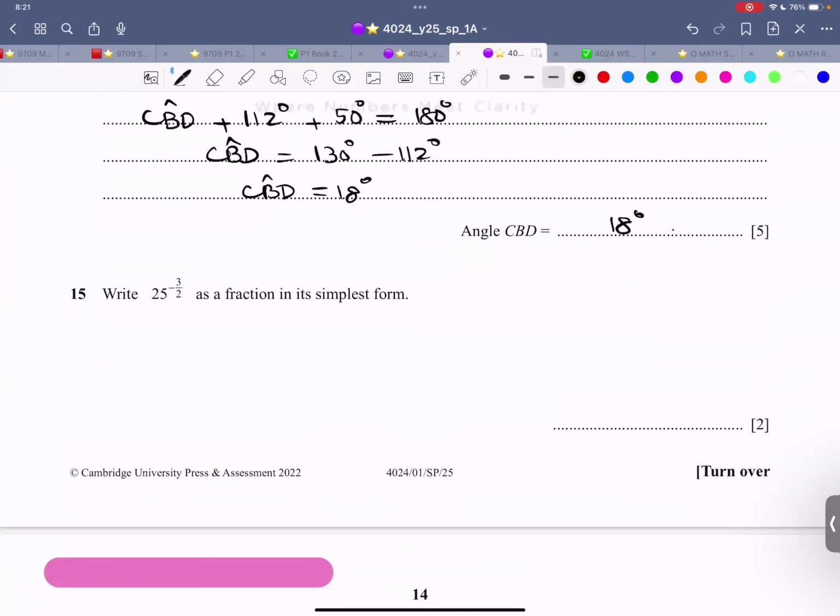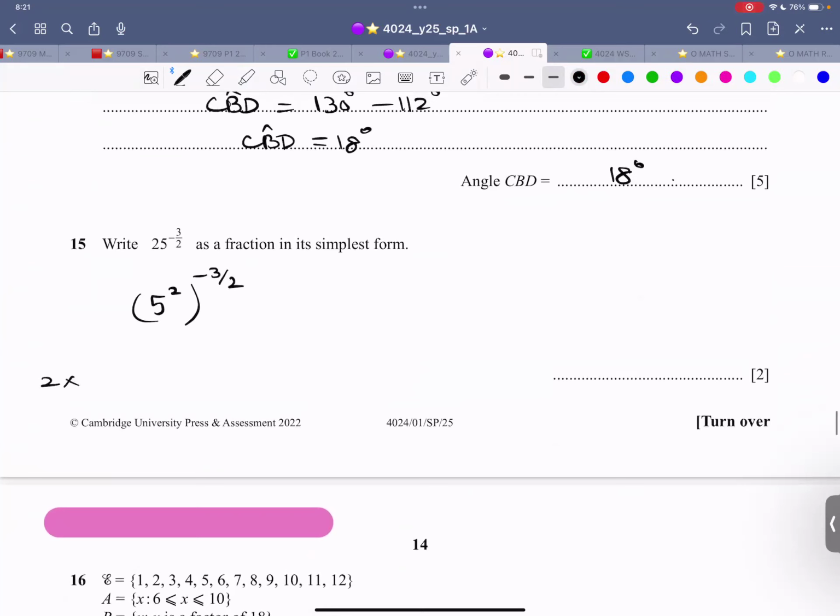25 raised to the power of negative 3 over 2. 25 can be written as 5 square raised to the power of negative 3 over 2. Multiply it out, 2 into negative 3 over 2. That comes out to be negative 3. This simplifies to 5 raised to the power of negative 3, which can be written as 1 over 5 cube. 5 cube is 125. This is 1 over 125. That's the answer. So now this is done, and the time now is 8:22.